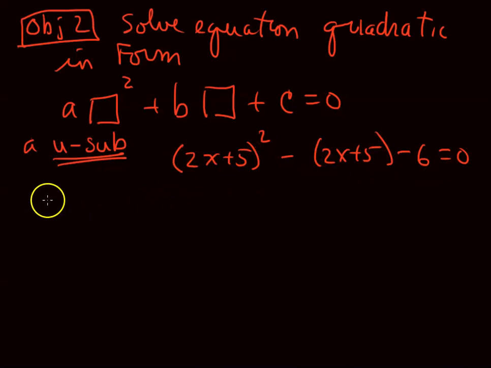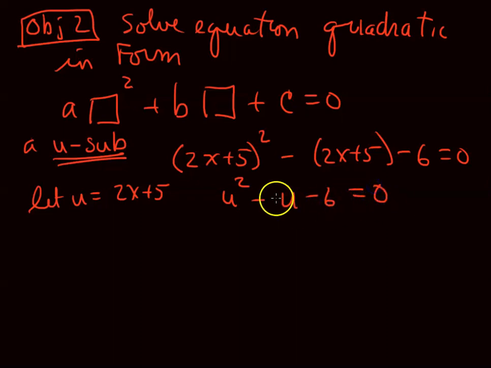So I'm going to let u equal 2x plus 5. That's the u sub, because now I'm going to put in a u wherever I see a 2x plus 5. So this is u squared minus u minus 6 equals 0. I'm going to solve this quadratic for u. So you can make all kinds of jokes. This can be factored.